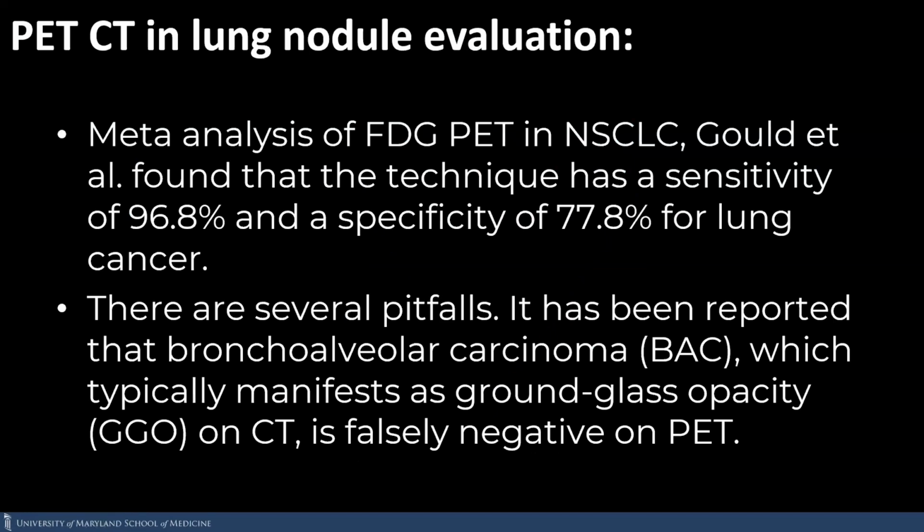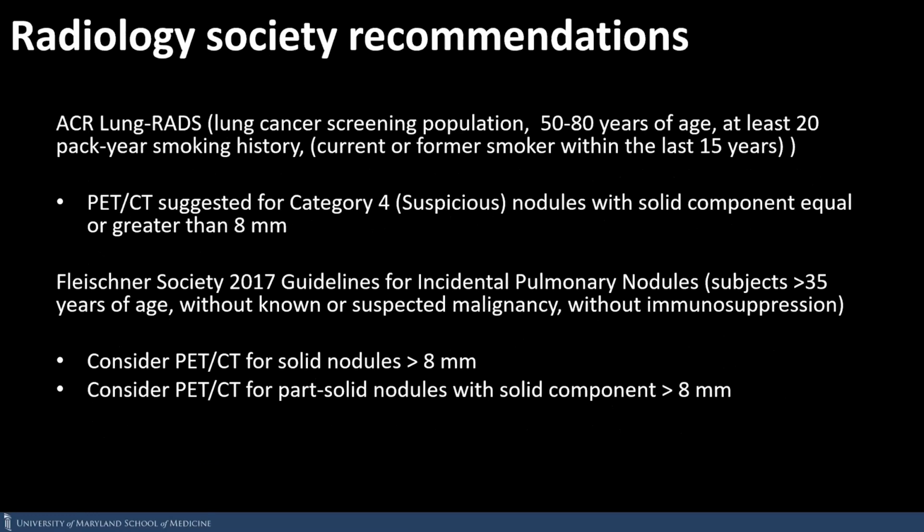So when you look at PET-CT and the evaluation of lung nodule, the largest trial done by Gould and his group showed that this technique has a sensitivity of about 97% and a specificity of 78% for lung cancer. But there are several pitfalls associated with using PET-CT in evaluating lung nodules, particularly in the BAC, which usually manifests as ground glass nodules, as I just showed you, and they could be falsely negative on PET, but still be a malignant nodule. So you have to order these PETs and interpret these PETs knowing all that clinical information as well.